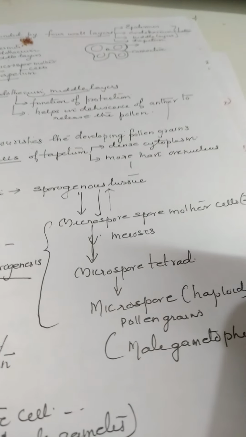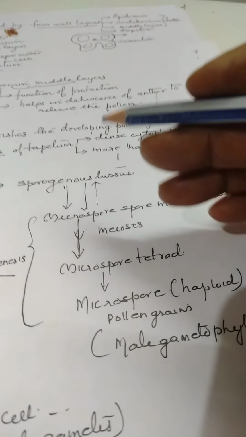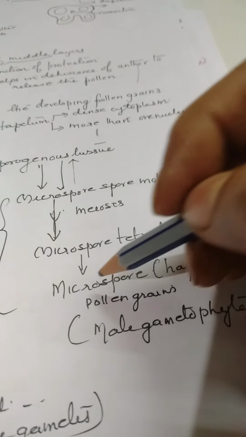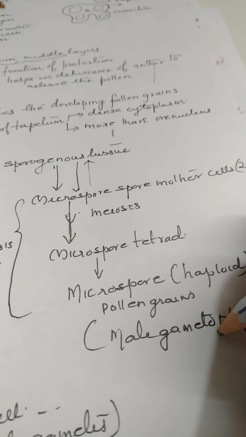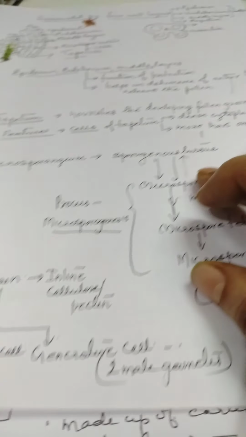There will be hundreds of microspore mother cells. They will be giving rise to so many such microspores, and these microspores are haploid, and we call them the pollen grains, and these later on give rise to the male gametophyte.